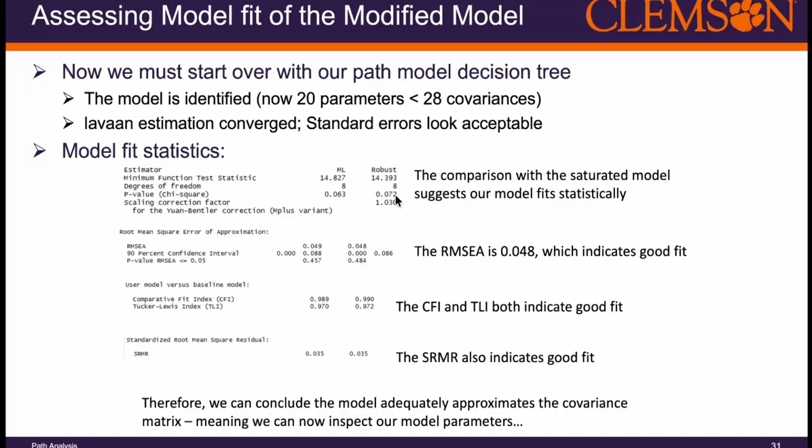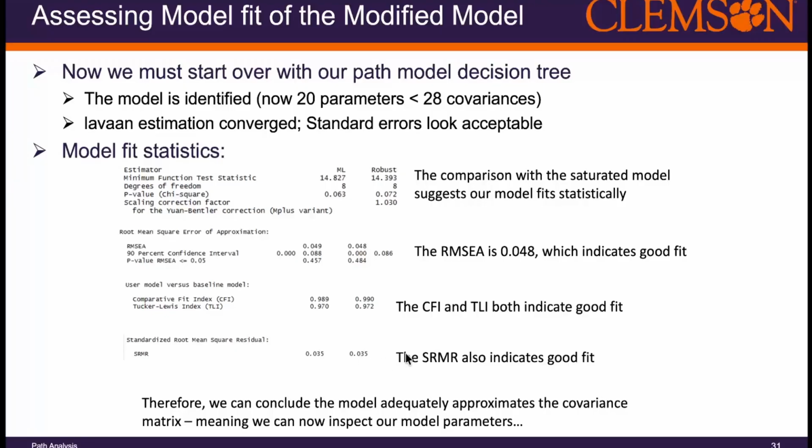If you're using a type 1 error rate of 0.05, that's good. That means we fit as well as the saturated model. You'll also look at the RMSEA, which is 0.048. That's also good, right? And the probability is less than 0.05. It's still pretty good though. Our CFI and TLI are above 0.95. That's good. And the standardized root mean squared residual also went down.